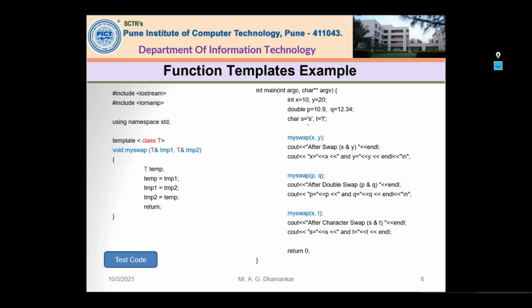Let's say, for example, here we have my swap, the same thing written here. And here we have three different data types. First, an integer value. Second is double. Third is character. And even pointers can be swapped. So after the swap, we can have these kinds of things. So let's say this is the generic function we have written.